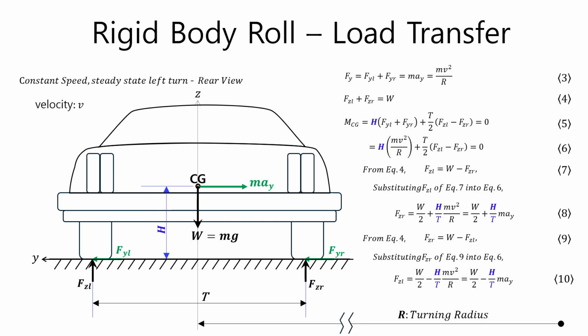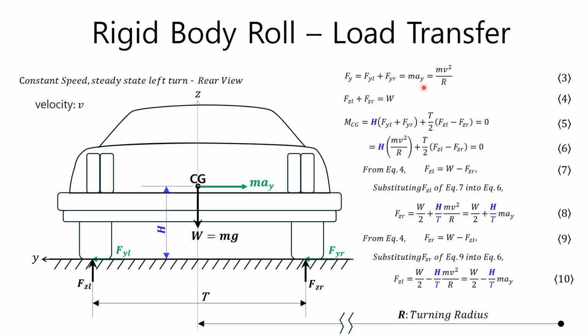Let's calculate the load transfer for the rigid body roll motion using the physical quantities introduced above. In this video, we will only consider the case where a vehicle turns left at a constant speed on an even road without banking angle. The figure shows the rear view of a vehicle driving on a road of radius r. The total lateral force is the sum of Fyl and Fyr, which is also equal to the vehicle mass multiplied by the lateral acceleration, and the lateral acceleration is equal to the vehicle speed v squared divided by r, so it can be expressed as equation 3.